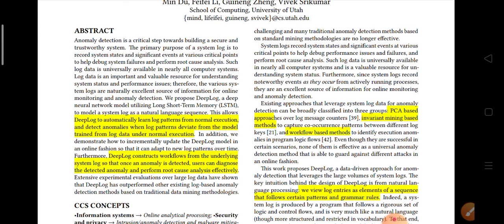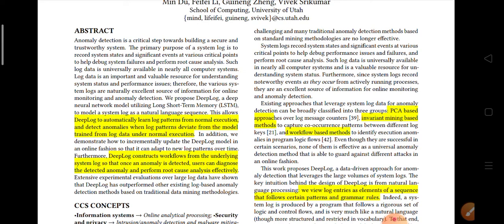DeepLog automatically learns log patterns from normal execution and detects anomalies when log patterns deviate from the model trained on log data under normal execution. This is an unsupervised method of detecting anomalies. We only need the normal execution files. No need for labeling.